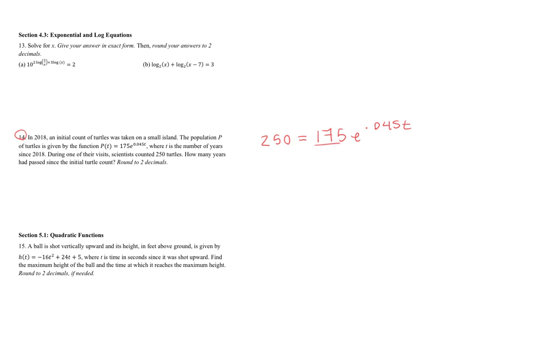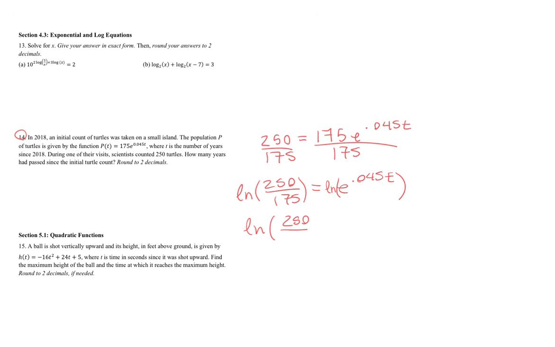So my first step, I think, is going to be to divide by 175 on both sides. Okay, and then I have 250 over 175. That's going to just equal e to the 0.045t. And how can we bring the exponent down from the e? Well, we'll go ahead and take the natural log of both sides. And then that will leave us with natural log of 250 over 175. And then we can go ahead and drop down our exponent, 0.045t times natural log of e, where, of course, the natural log of e is just 1.